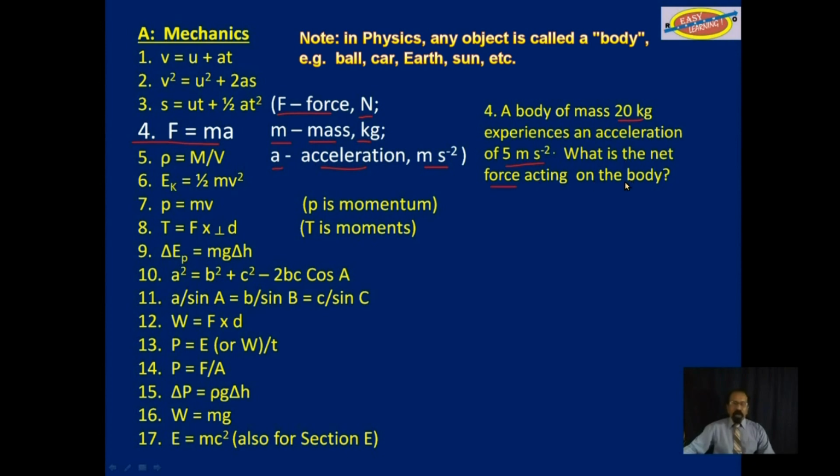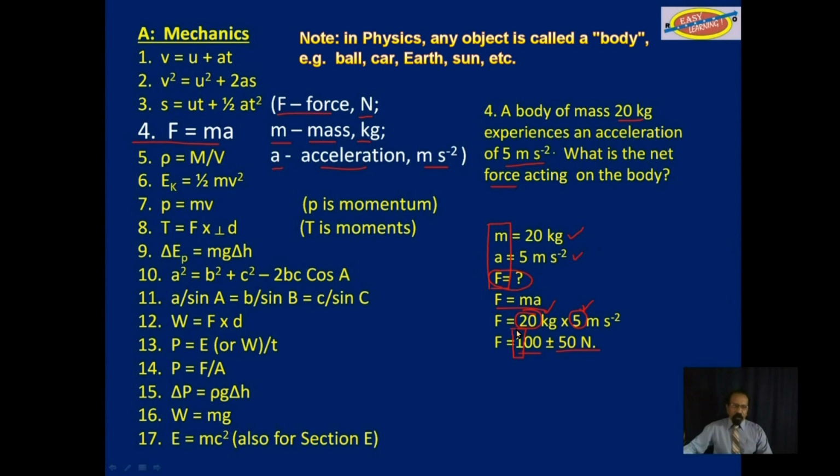Well, first of all, we'll write the data that we are given. We know what the mass is. We know what the acceleration is. We want to find the net force. The formula relating these three things is F is equal to ma. So we will substitute m and a, and we get the net force F is equal to 100 plus or minus 50 newtons. Since we have one significant figure here and one here, our answer can only have one significant figure, which is that one.